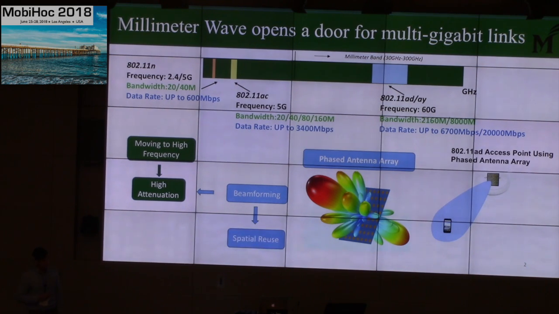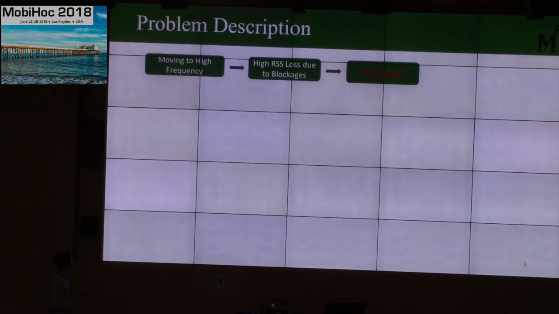Another characteristic of beamforming is spatial reuse, which means we can put more than one link in the same time slot within the same channel at the same time. And here, the problem we want to solve is the blockage problem.